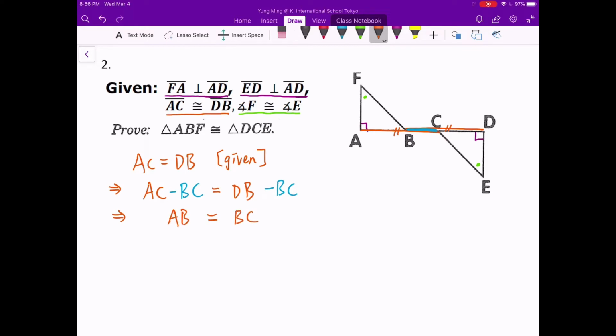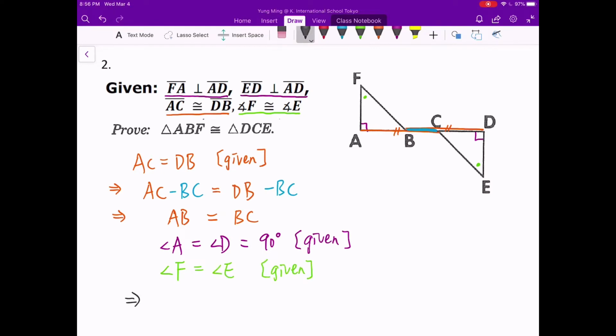That's what we want. Moving on, we have our angle A equals angle D equals 90 degrees. Okay, this is given. Or you can write perpendicular if you want. Next, we have angle F equals angle E. This is also given. So finally, we can conclude that triangle ABF is congruent to triangle DCE, AAS.